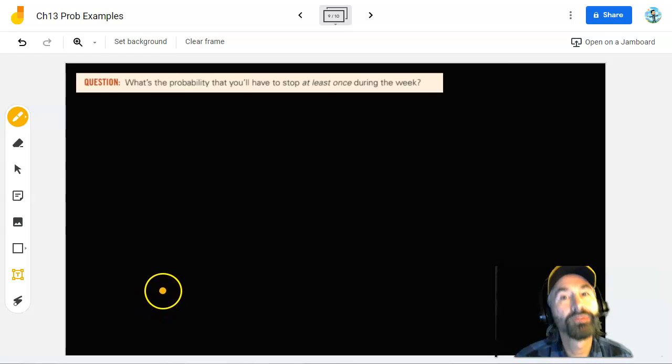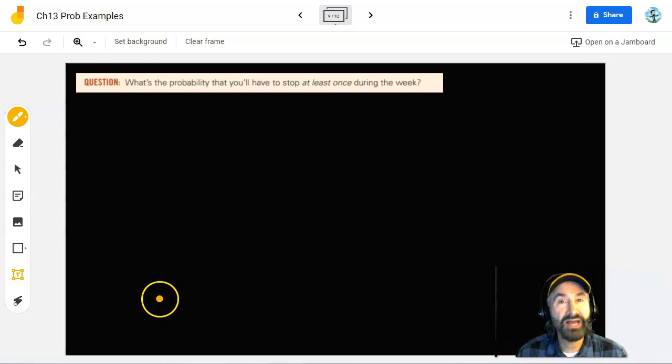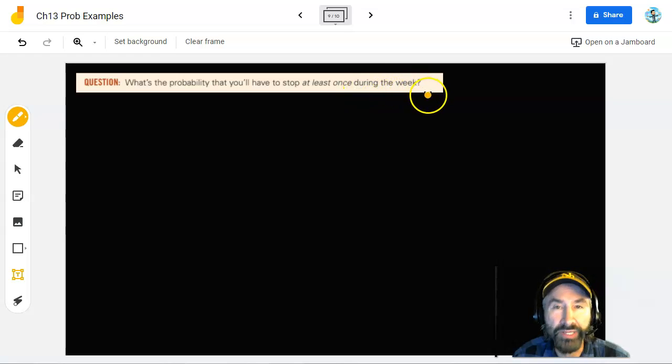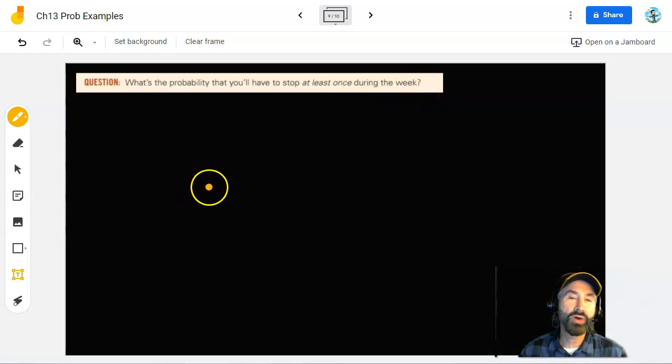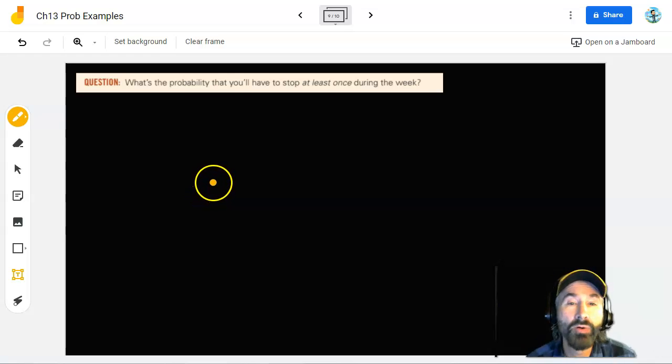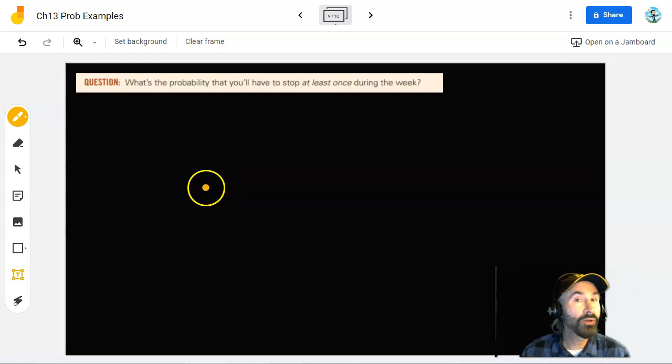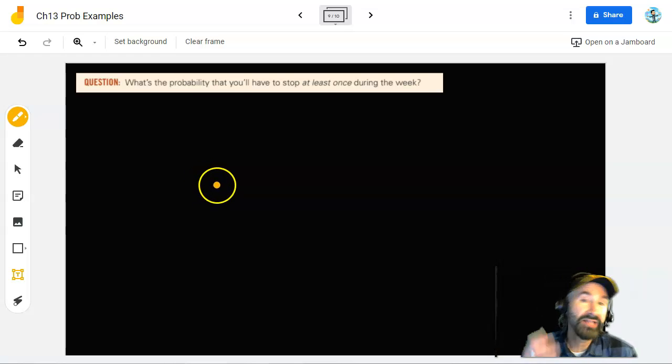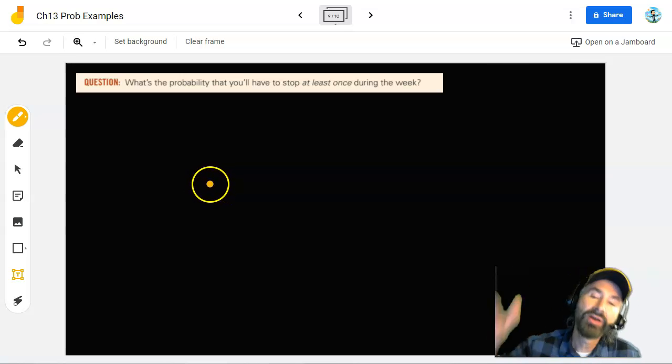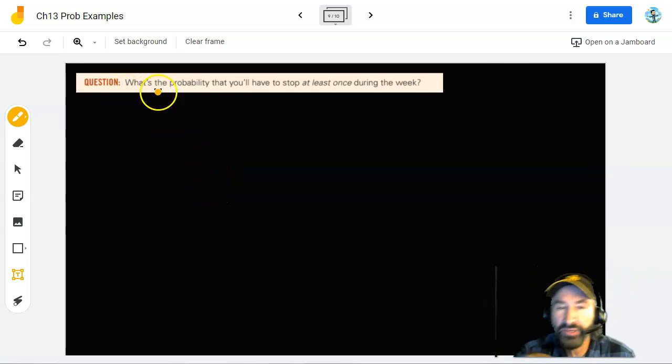Now, here's another tricky variation of a probability question that you could answer based on the rules that I've given you so far. So the question is, what's the probability that you'll have to stop at least once during the week? I love this question because it requires several things. First of all, do we need to know about the probability of getting a yellow or a green or a red? That's an interesting question right there. Start by asking yourself, do you really understand the question and all the little bits and pieces about it?